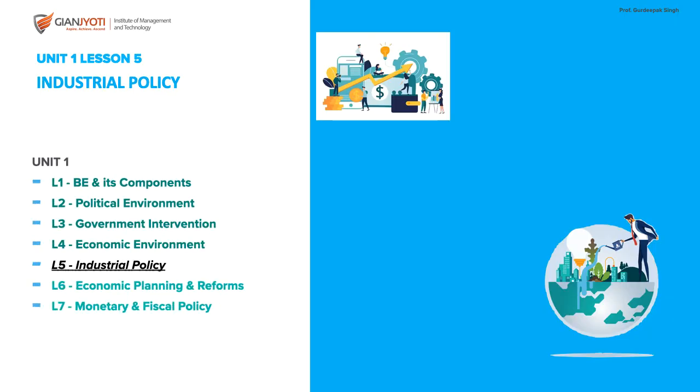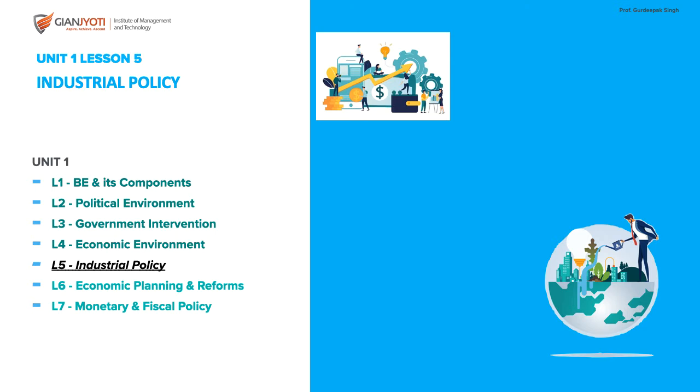Just let me have a quick review of what we have done so far. We started with understanding the business environment and its various components in Lesson 1. In Lesson 2 we talked about the political environment, and then continuing with Lesson 3 we talked specifically about government intervention. Lesson 4 was on the economic environment, and under that we discussed three things. One was the economic system. Second, the economic policies, which we are going to do now. We also discussed economic conditions. So economic system and economic conditions we discussed in Lesson 4.